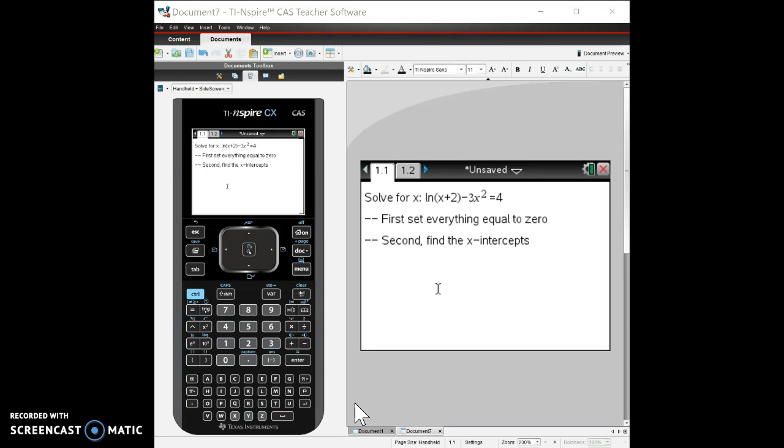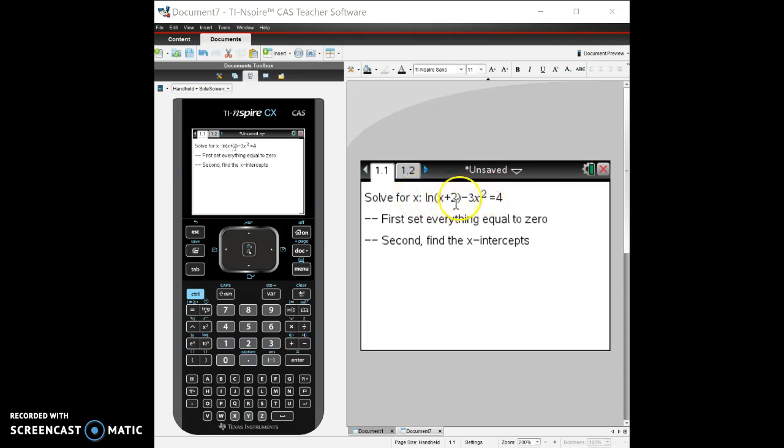Now, how do you know which method to use? It really depends on the problem you're doing. If you have an x on both sides of the equation, you're going to use the intersection method, although you can use either method, to be honest. If you have just a number on one side, or it's set equal to zero, then you're going to want to use the zero method.